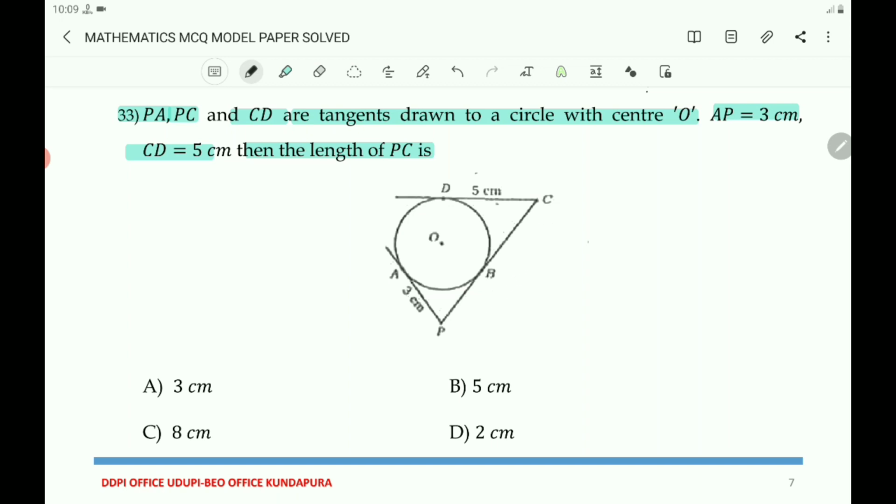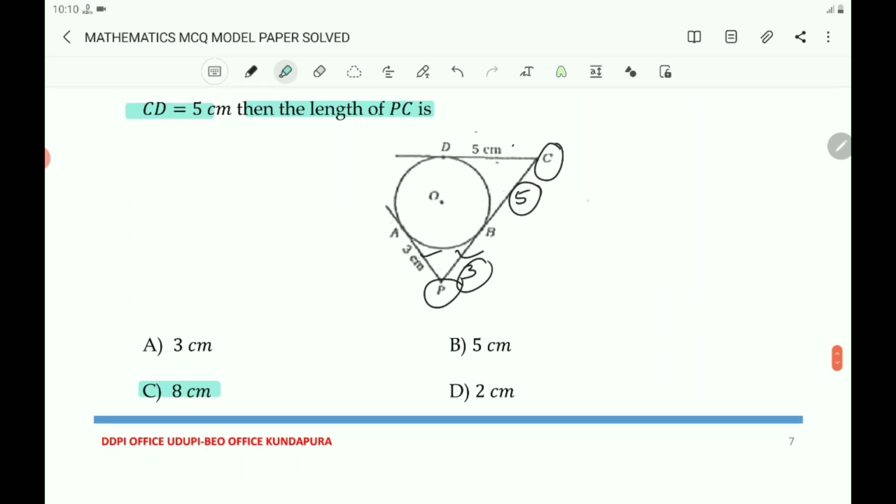So again here use the tangents from the external point C and P. C and P are the external points, and here what is given? CD is given. So as CD is 5 cm, this CP is also 5. And next this AP is 3 means this BP is also 3. So you got 5 plus 3. 5 plus 3 equals what? 8 centimeter. You must know that tangents from the external points are equal. By using that concept, you will get the answer here.